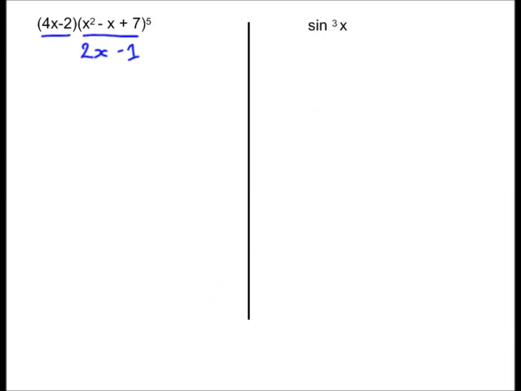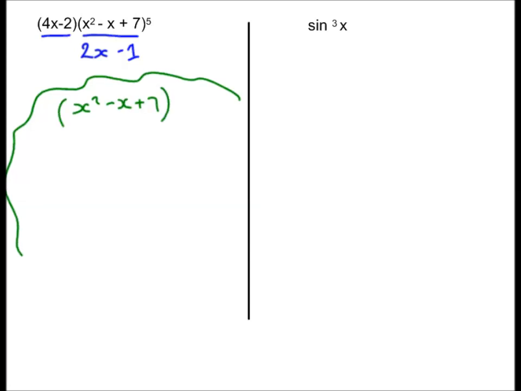So I'm going to have a bit of a think in a thought bubble about what happens if I differentiate x squared minus x plus 7. And instead of doing that to the power 5, I'm going to add 1 to my power to do it to the power 6. When I differentiate this, well, I'm going to get my x squared minus x plus 7, and then I'm going to take 1 off the power times by the original power.